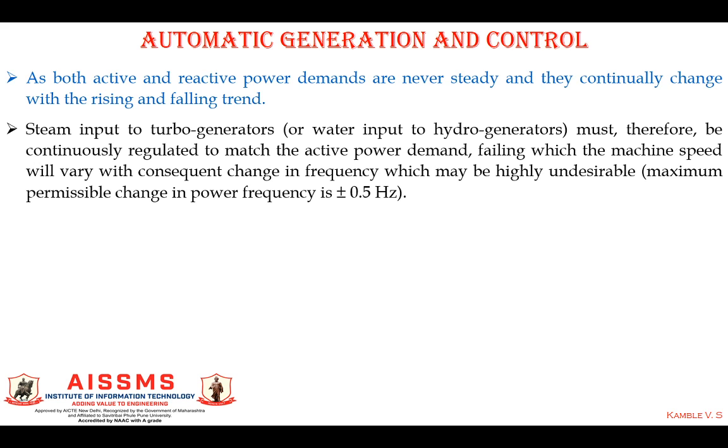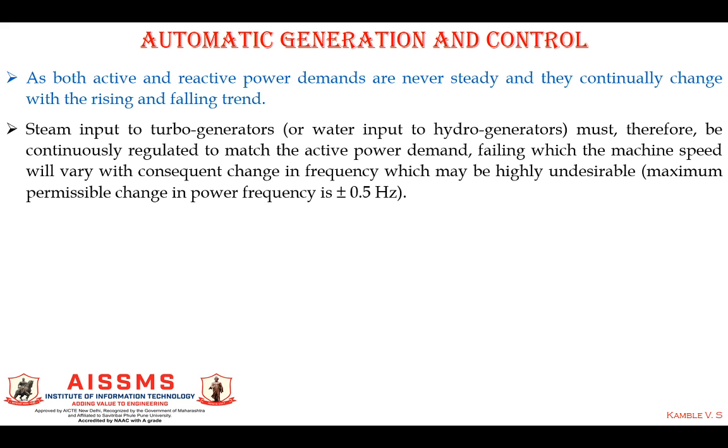So this input to the turbo generators, steam or water, must therefore be continuously regulated to match these active power demands, failing which the machine speed will vary with constant change in the frequency, which may be highly undesirable. The maximum permissible change in the power frequency is plus or minus 0.5 Hz. In India, the power frequency is 50 Hz. So we will say that the desirable frequency will be 49.5 to 50.5. If the frequency lies between these two limits, then there will be no effect on the devices which are present on the load side.